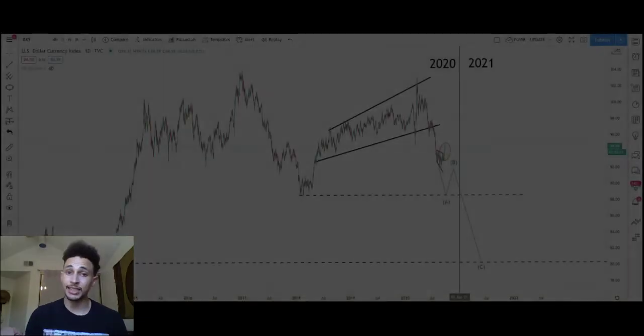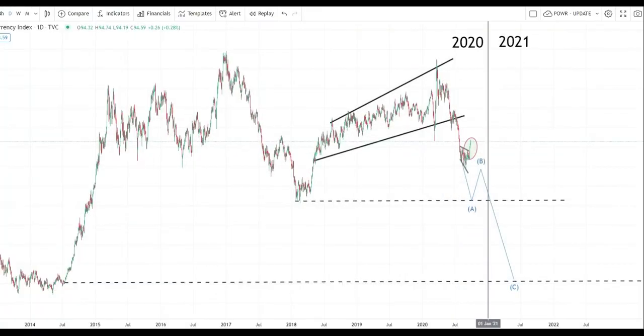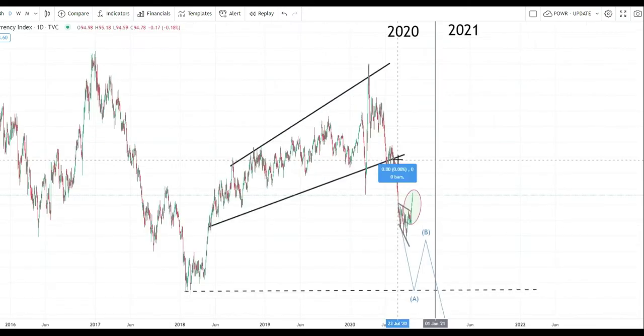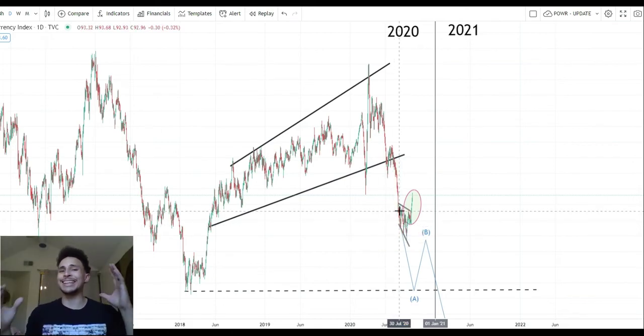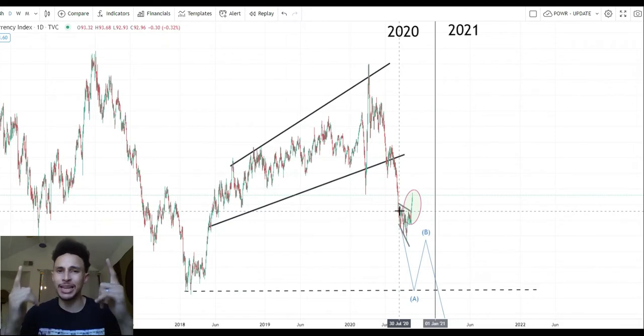The first one I check is DXY, the dollar index. For all of my new followers, I have made this TradingView chart on DXY, which is the relative strength of the US dollar compared to other fiat currencies like the euro, like the yen. June of 2020 or so, the dollar fell out of a broadening structure, a multi-year pattern, and it's lost about 4 or 5% thus far. And guys, that's a lot of purchasing power to lose in a currency.